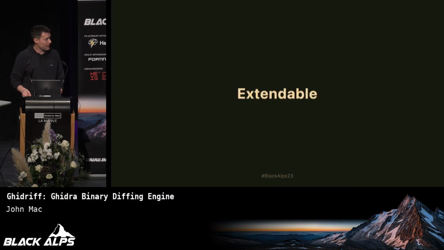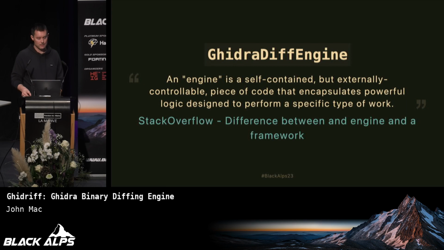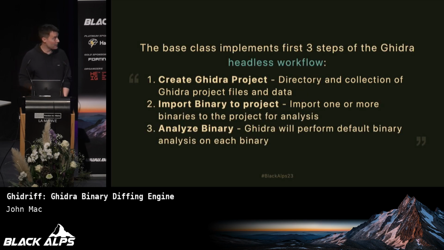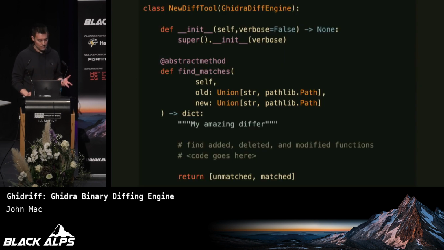The way I made it extendable is I built a base class called Ghidra Diff Engine. And that engine does 3 steps for you. It creates that project, imports the binary, and analyzes the binary. And once it's done that, you have to implement for yourself a function called find matches. And the find matches function gives you programmatic access to both of the binaries. And then there's some magic in there, as the code shows here.